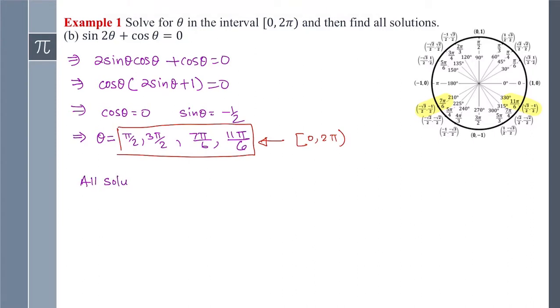All solutions. So theta equals, for the first one, let's look over here. We have pi over 2 and then we have 3 pi over 2. So we can combine these two actually.